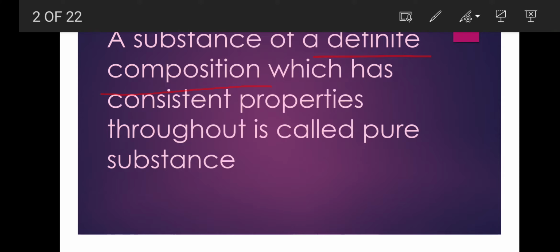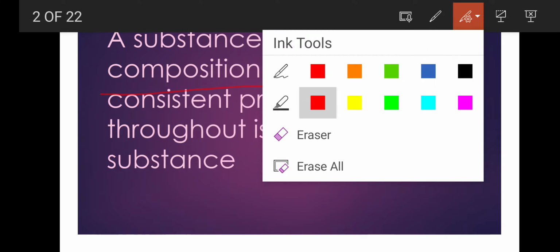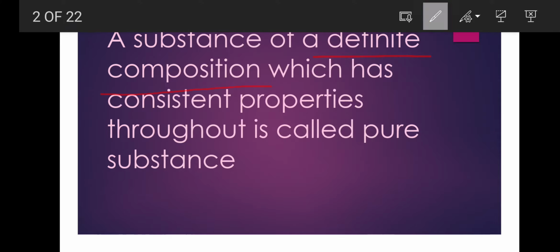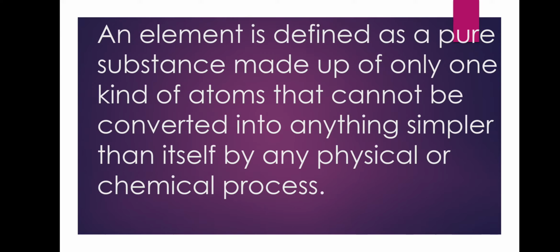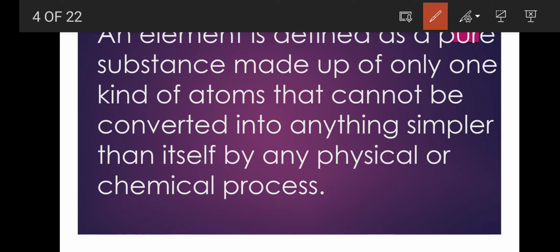Okay, so pure substances are of two types, elements and compounds. First in this video I'll discuss the elements and its types. An element is defined as a pure substance. So what is a pure substance? The two examples are element and compound.